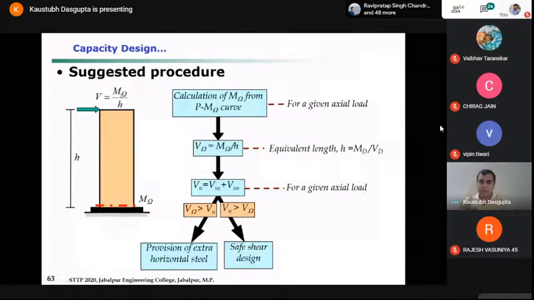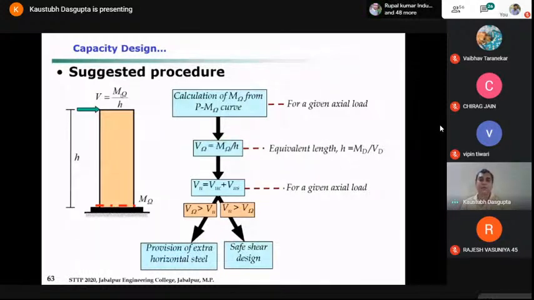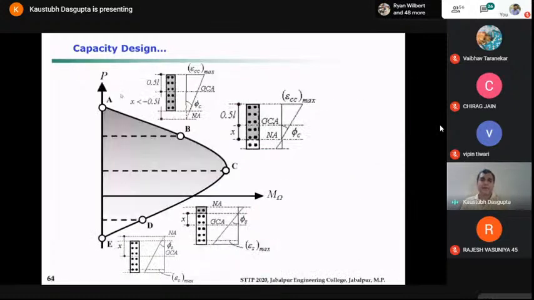So these things I had partly studied during my MTech days at IIT Kanpur. That's when I learned all these overstrength and other aspects. So this was a very good exercise. And finally, at that time also, we had done the sectional analysis. This is how you get the PM omega curve.